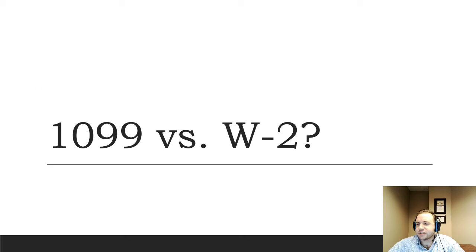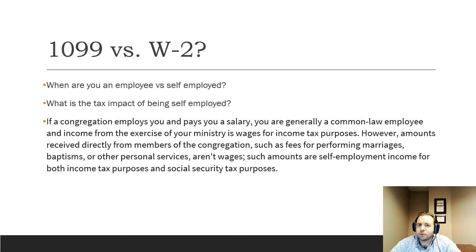So let's start with 1099 versus W-2 income. When are you an employee versus being self-employed? What is the tax impact of being self-employed? We'll start off talking about if a congregation employs you, you earn salaries and everything like that, you're a common law employee. That income will be reported on a W-2.